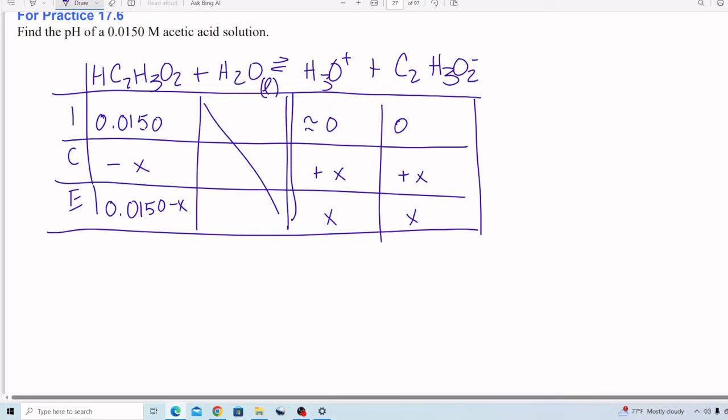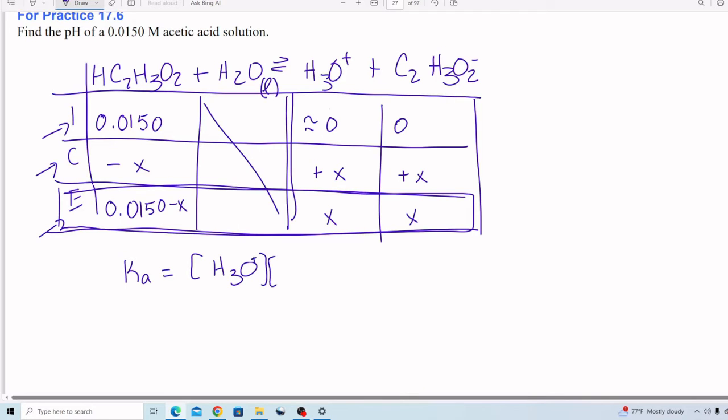So again, ICE stands for initial, change, and equilibrium. Initially, we have the top row. Our change is represented in terms of X, and at equilibrium, we'll have these amounts of each species. And we can find out what X is by setting our products over reactants equal to the Ka for the acid. So let's set up our Ka expression. Ka is equal to products over reactants at equilibrium. Remember, we don't count the water because it's a liquid. So we have hydronium times acetate over acetic acid.